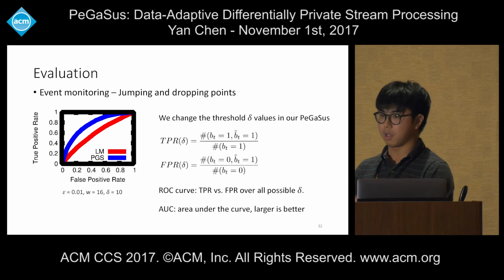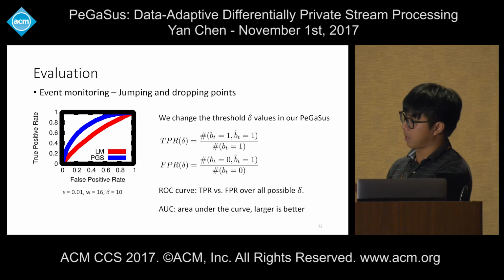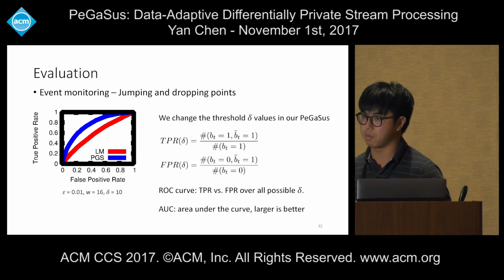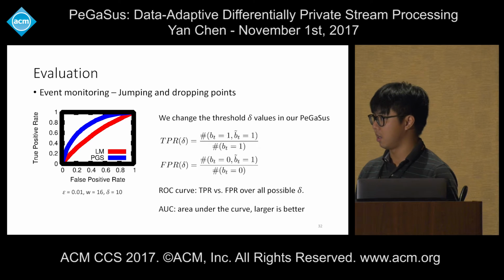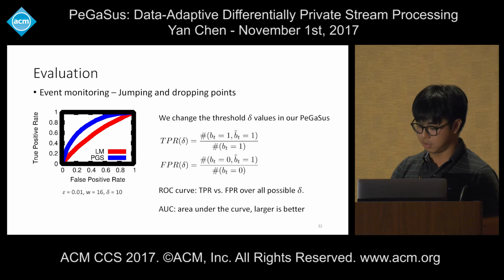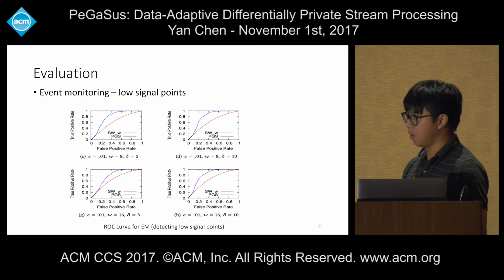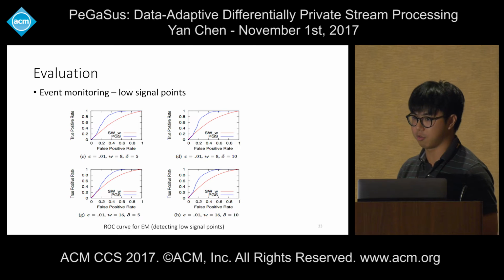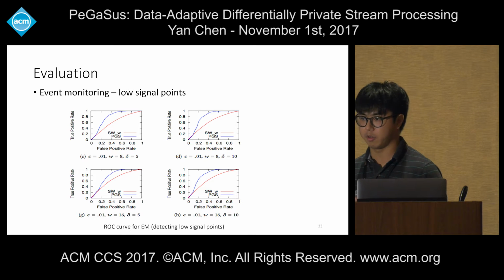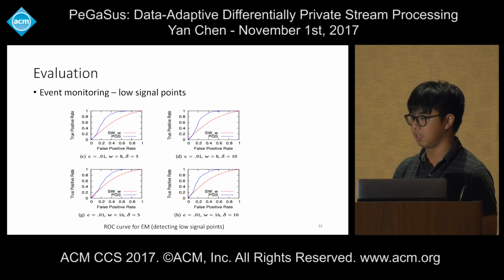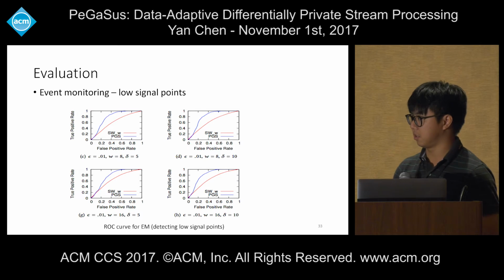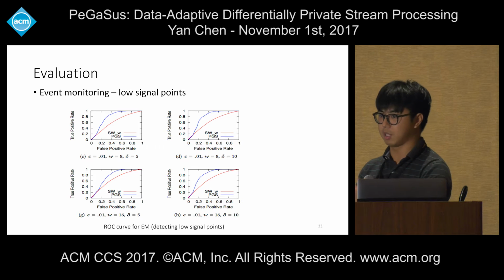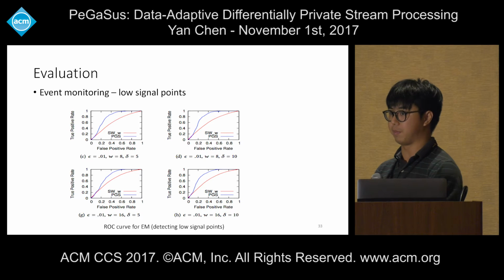So here we compare the Pegasus algorithm with the Laplace mechanism on detecting the jumping and dropping points. You can see that our Pegasus has larger AUC values, showing its better performance. Similar results hold for other settings. Also, we compare our Pegasus algorithm with the W window sum algorithm on detecting the no signal points. Still a similar result. The AUCs from our Pegasus algorithm are larger than the W window sum algorithm's, which shows its better performance.